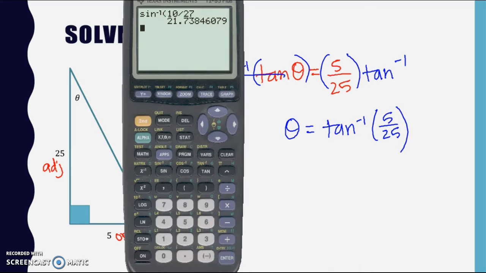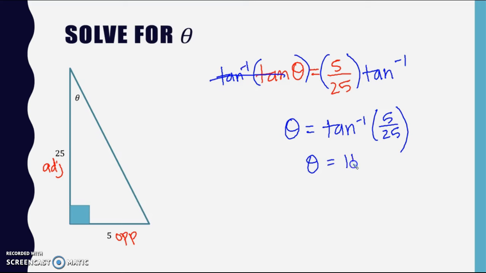Go to your calculator. I go second tan, 5 divided by 25, I get 11.31, right? So theta equals 11.31 degrees.